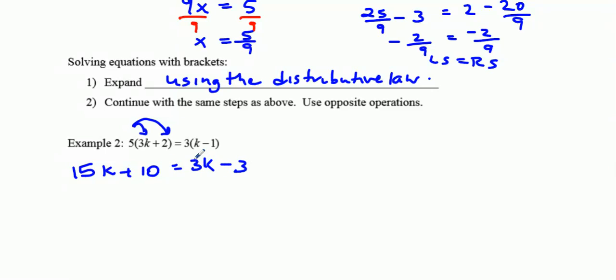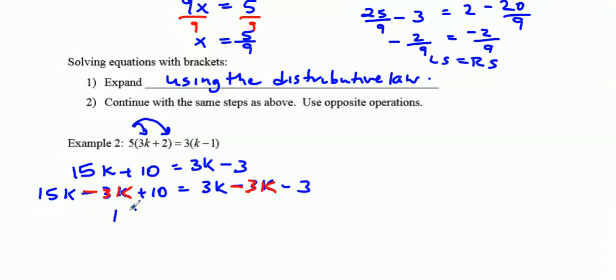So now I think I will subtract 3k from both sides, so I end up with 15k minus 3k plus 10 equals 3k minus 3k minus 3. So I subtracted it in a different spot this time, and I didn't change the color, but this is the minus 3k that I'm subtracting from both sides, obviously. And now I end up with 15k plus 10. No, I don't. I'm sorry. I end up with 12k.